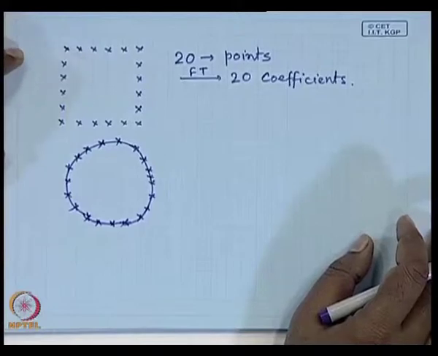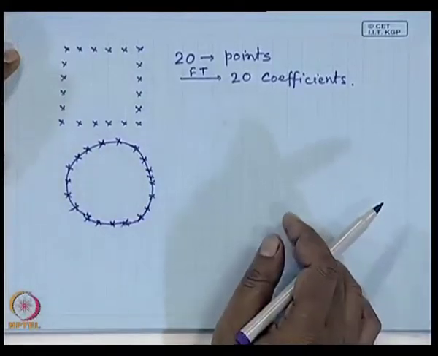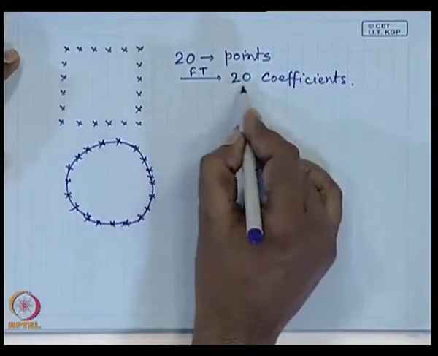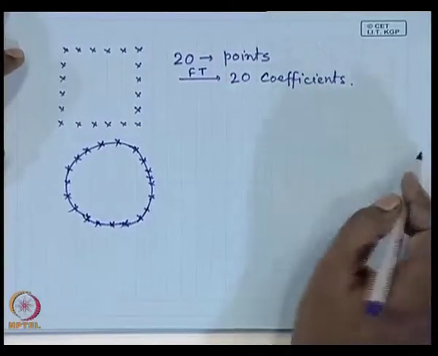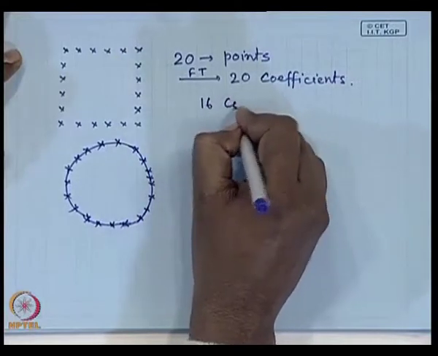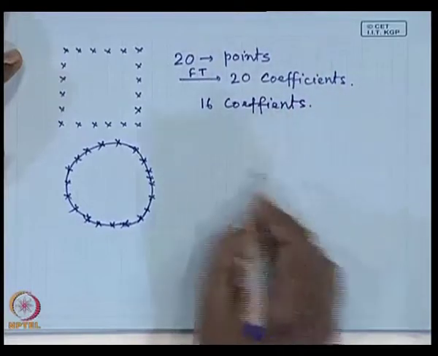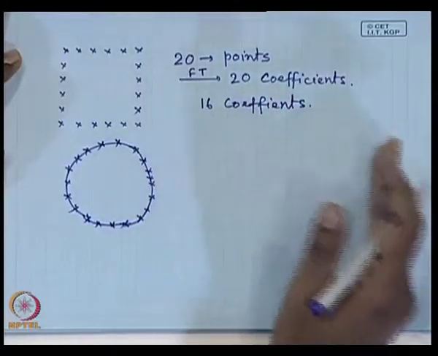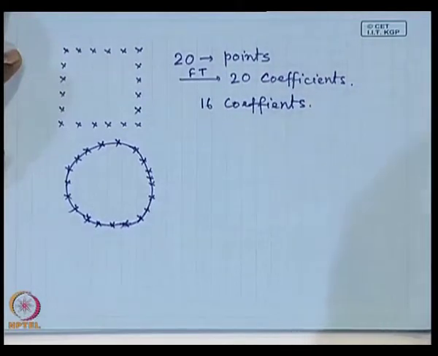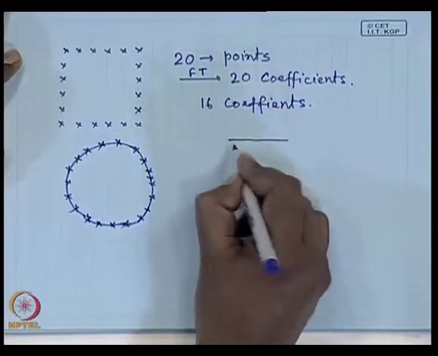Okay. The reason is very simple, that if I take only one coefficient, that simply gives you the DC value. Okay. So, your boundary will be a uniform boundary. Whereas, if instead of just 1 or 2, I decide that I will retain say 15 or 16 coefficients, and I take the inverse Fourier transformation using those 16 coefficients, the remaining 4 coefficients I make equal to 0. Okay. So, the reconstructed boundary in that case will be something like this.